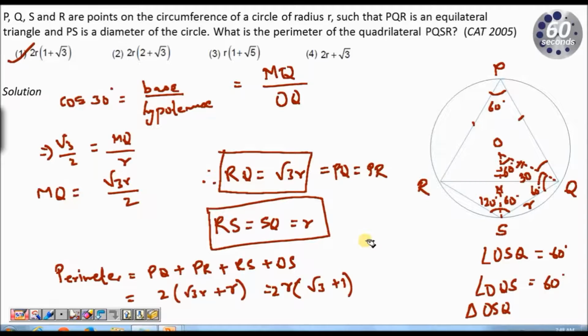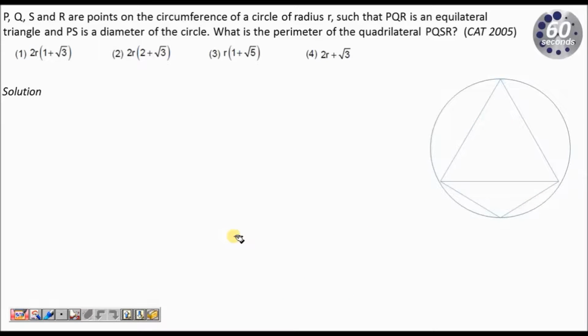So in a given figure, if symmetry is given, please make use of symmetry, it makes the question very easy. This is one way of solving the question. We can solve the same question using the options alone as well. Let's see how. Now this is the question given to me. Let me try to find out the minimum and the maximum possible value of the perimeter of the quadrilateral.